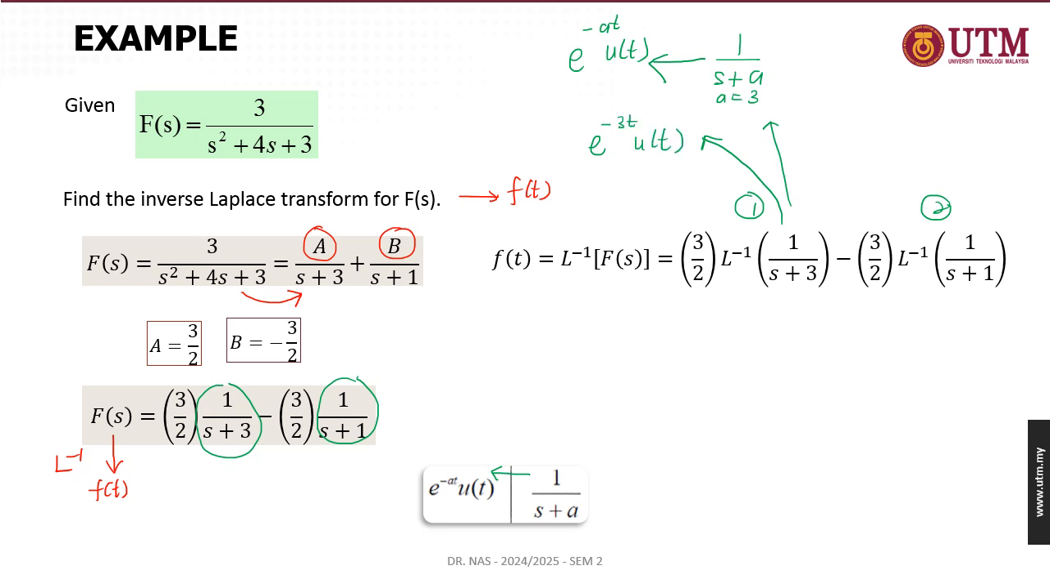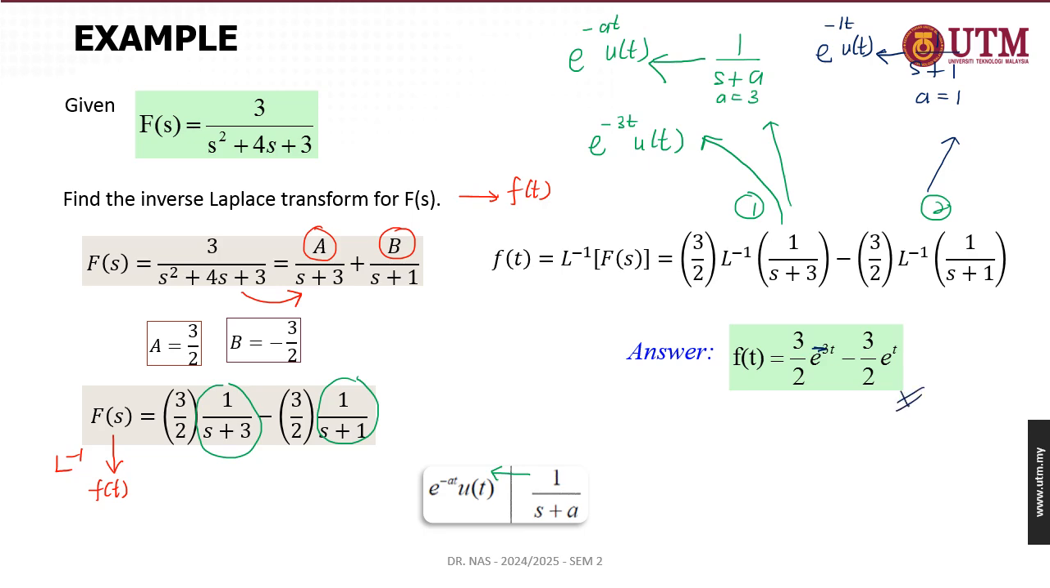The same goes for the second component. So you have your 1 over s plus 1. So in this case, your a equals 1. Therefore, this one will produce e to the minus t u(t). Okay, so your answer, you should have 3 over 2 e to the minus 3t, supposed to be negative, and 3 over 2 minus e to the minus t. So this should be your answer.